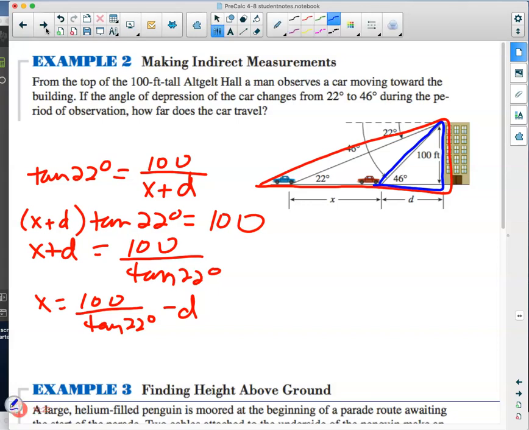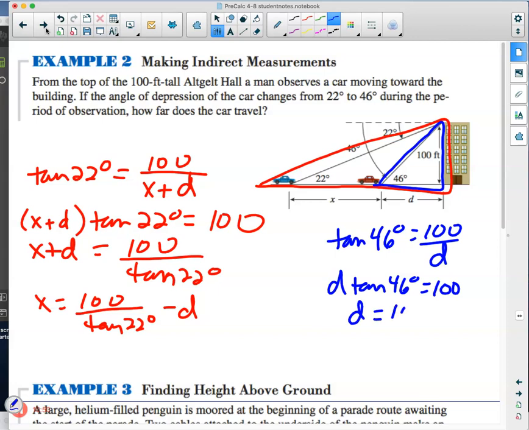So color coding here, I'll go to blue for the other little triangle. And I would have opposite and adjacent again to work with. But this time only one variable. So I'm actually going to be able to figure out what d is. So we'd multiply both sides by d. And then divide both sides by the tangent of 46 degrees.